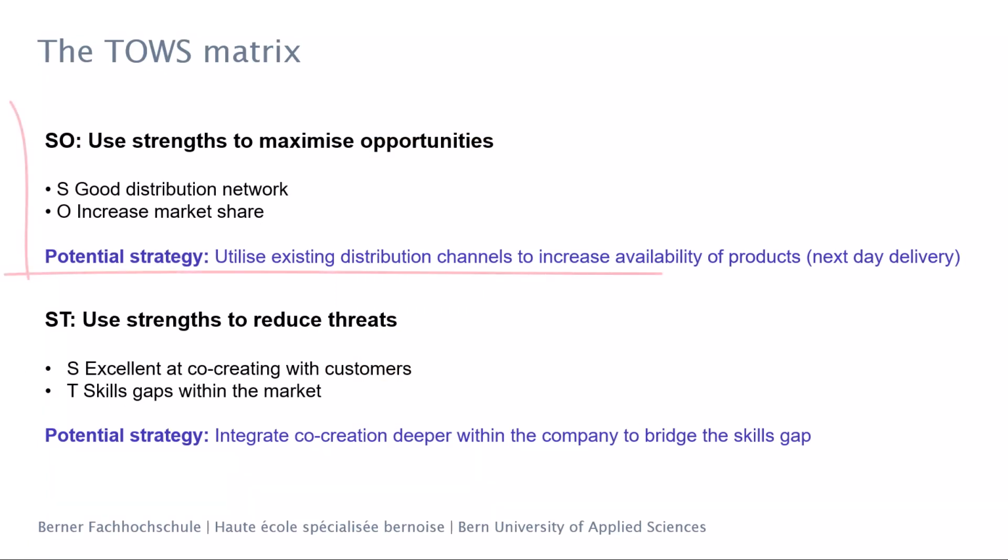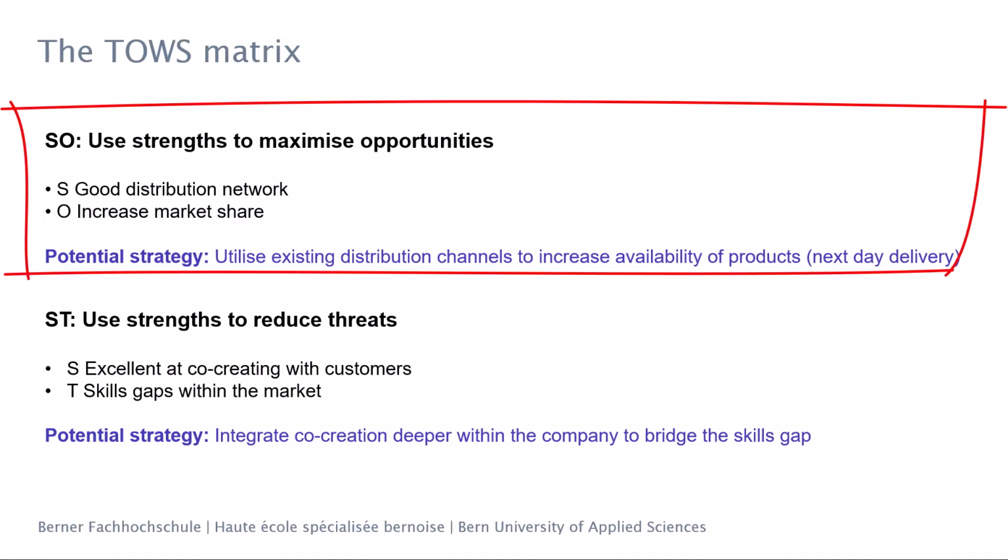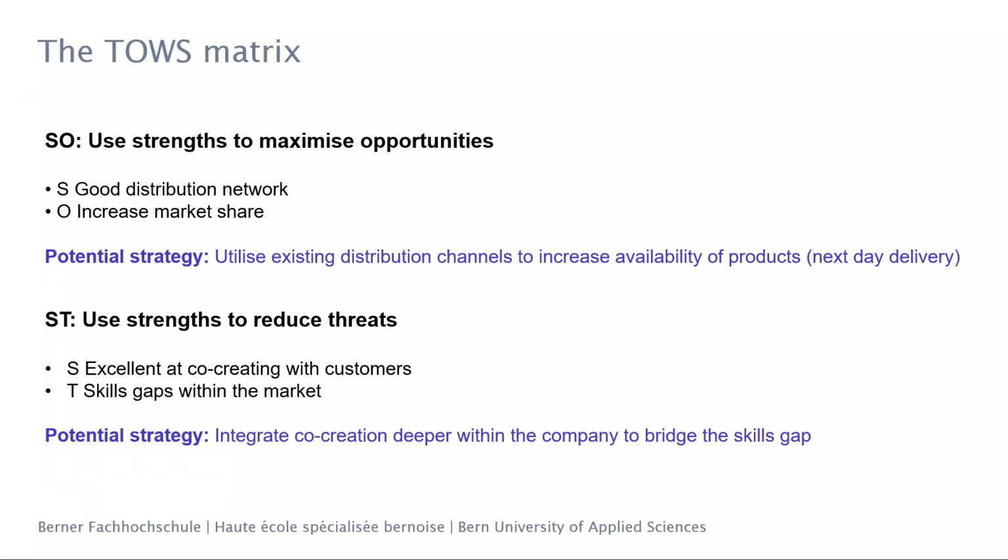If we look at the SO perspective, so using strengths to maximize opportunities, a strength might be that we already have a good distribution network. An opportunity might be that we want to increase market share and we feel that there's an opportunity for us to do so. So the strategy that might emerge from that might be to utilize existing distribution channels, which we have and which are good, to increase the availability of products, for example, through next day delivery, which would result in the increase of market share.